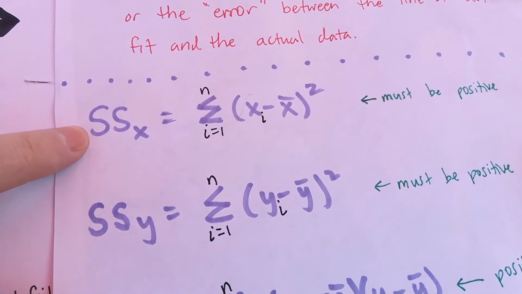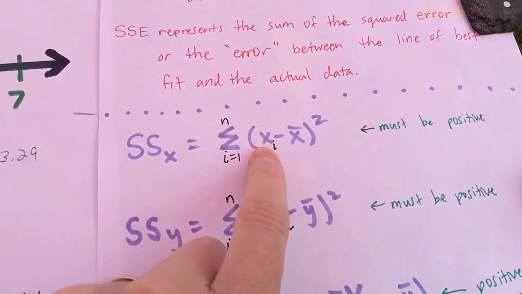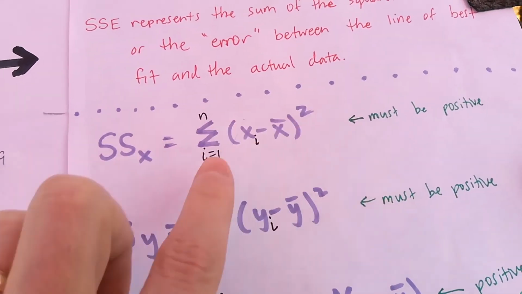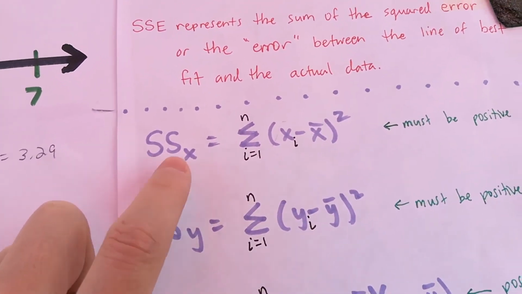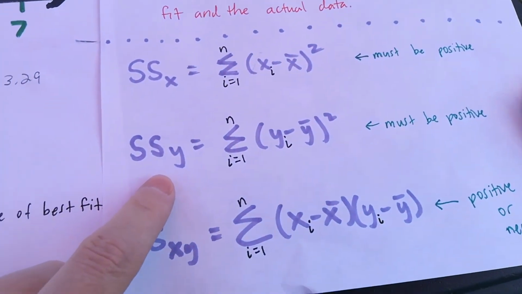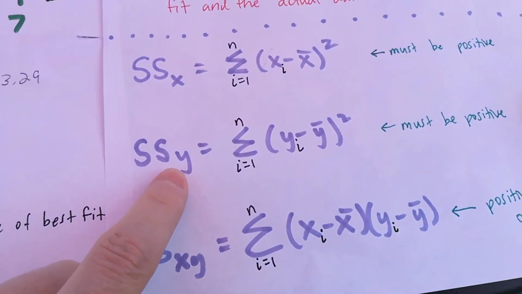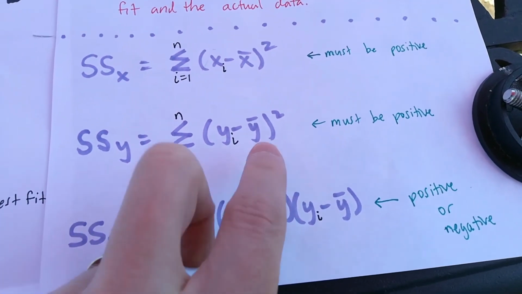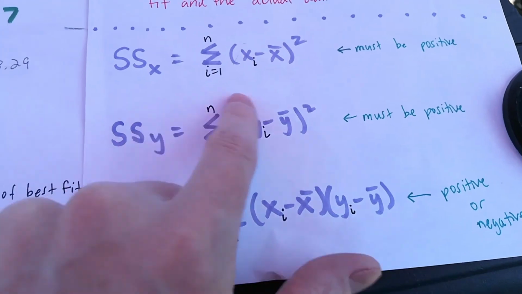SSX, okay, that's the differences of the actual x's and the average x's. So this is just the definition. If you square them and add them all up, that's the sum of the squares with x's. But that's going to always be positive. SSY is the sum of the squares of just the y values, right? And so you take the actual y, you subtract off the average y, you square them. That's going to have to be positive too when you add these all up.